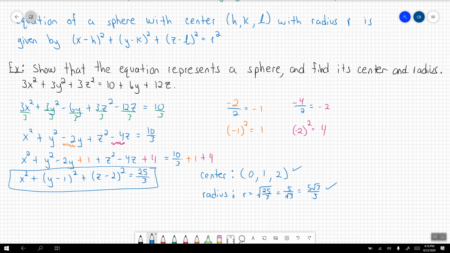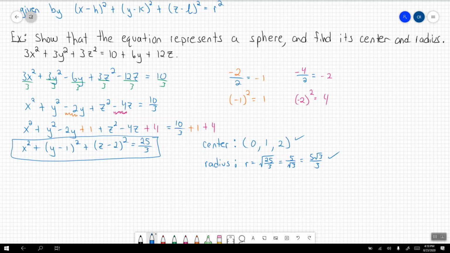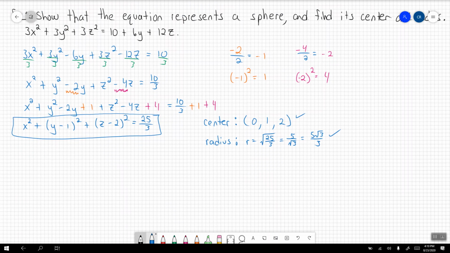Great. So you can expect to see something like this either on a quiz or on an exam, just to show that completing the square process. Because at the end of the day, this is going to play an important role once we start our parameterization techniques later on in chapter 16. So let's look at a few more examples that are going to take us in a slightly different direction.